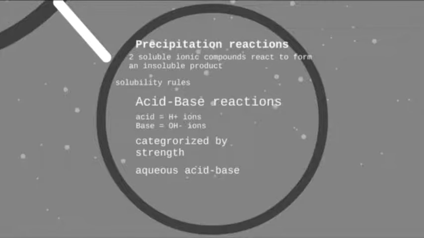Acid-base reactions occur through the electrostatic attraction of ions and their removal from the solution as the product. The ionic compound that results from the reaction is a salt. The cation of the salt comes from the base, and the anion comes from the acid.